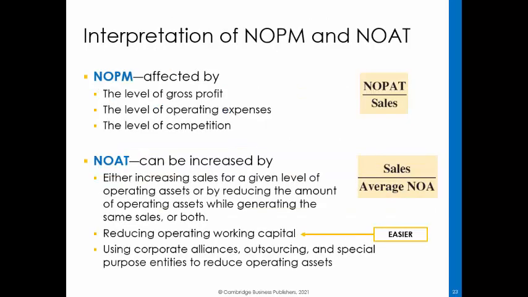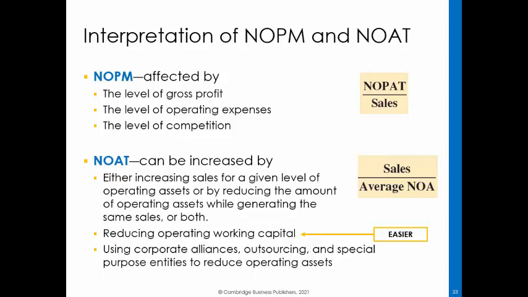Net operating profit margin is affected by the level of gross profit, operating expenses, and the level of competition. Companies can increase net operating asset turnover by either increasing sales for a given level of investment in operating assets or by reducing the amount of operating assets necessary to generate a dollar of sales, or both. Reducing operating working capital is usually easier than reducing long-term net operating assets.